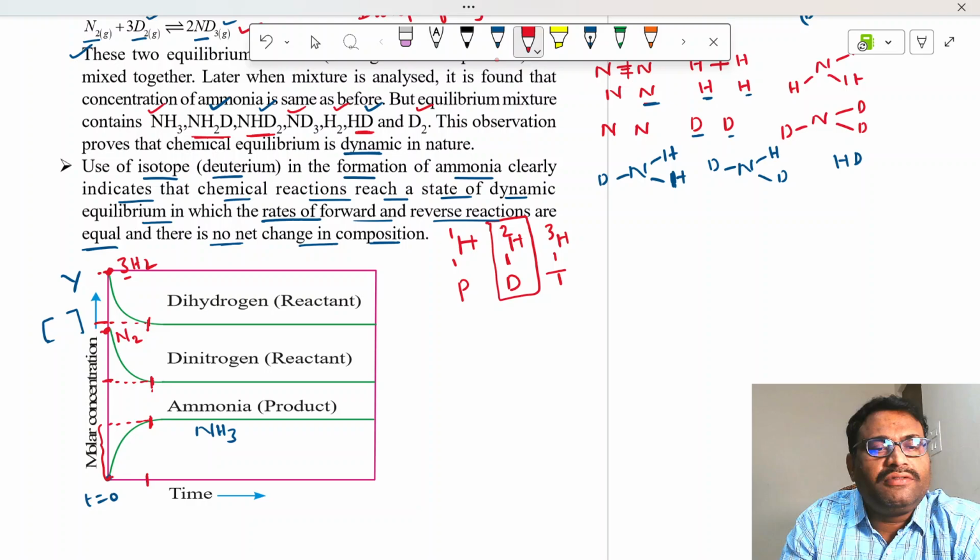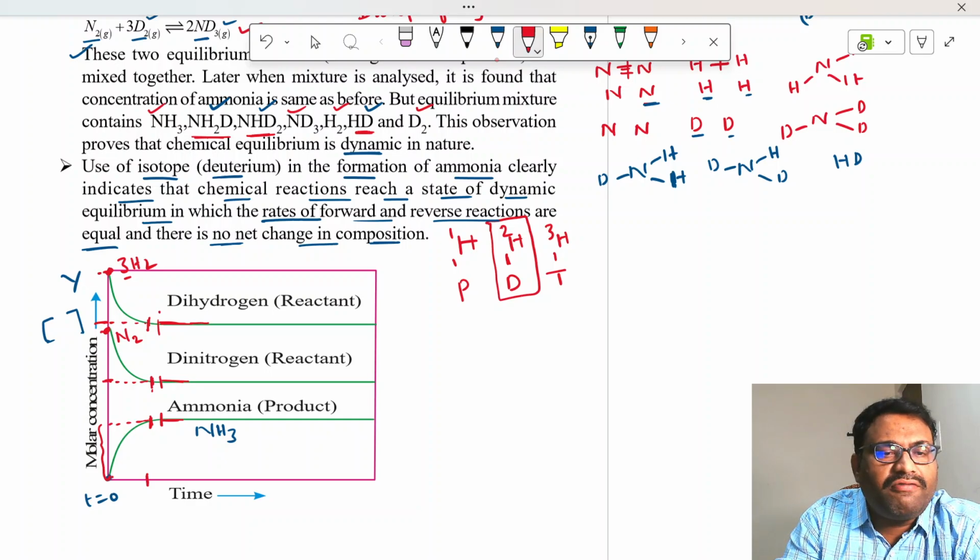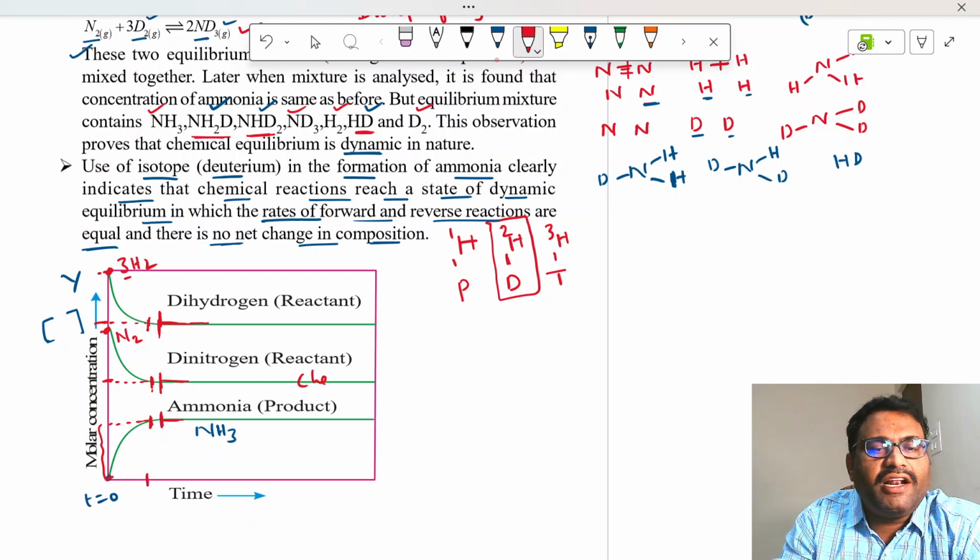Right? So you are finding there is some decrease in hydrogen and nitrogen concentration, and an increase in the concentration of ammonia, but after a particular time, their concentrations are found to be constant. From here it is constant, here it is constant, here it is constant. What does this constant concentration of hydrogen, nitrogen, ammonia represent? This represents that from here onwards, it has attained chemical equilibrium. It has attained what? Chemical equilibrium.